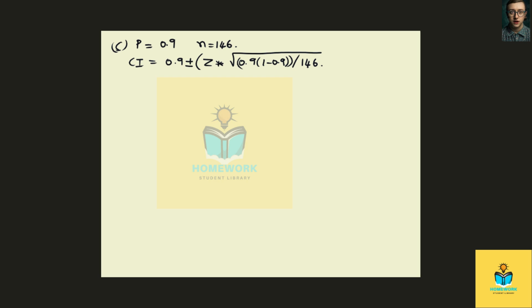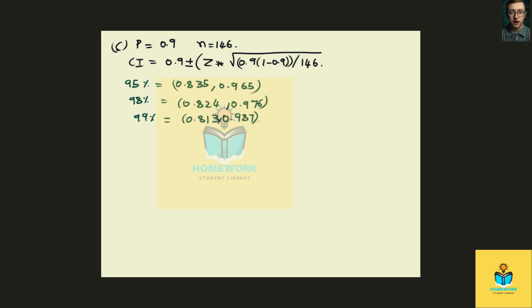So for the 95% confidence interval for C, it gives 0.835 comma 0.965, and for 98% confidence it gives 0.824 comma 0.976, and for 99% confidence it gives 0.813 comma 0.987. Likewise, we need to calculate for bit D also.